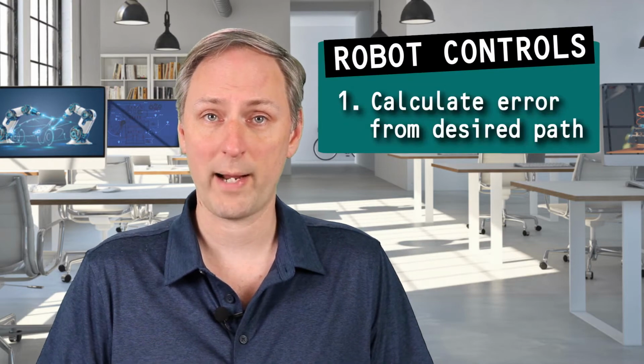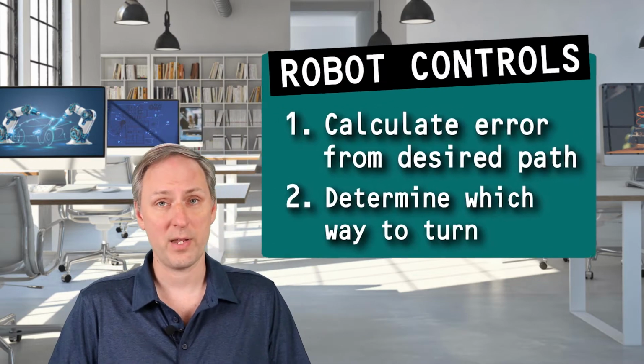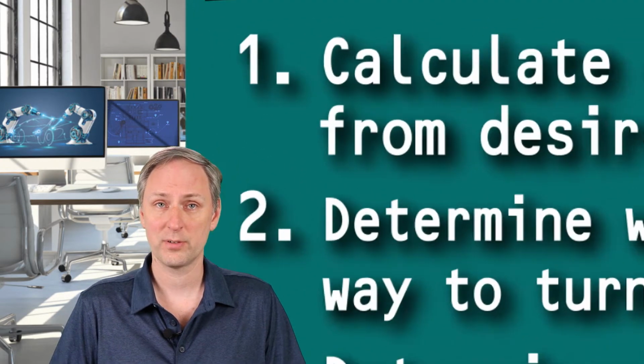First, it must determine where it is and calculate errors in relation to its desired path. Then it needs to figure out which way to turn and how much to turn. Hey robot, can you follow the line?